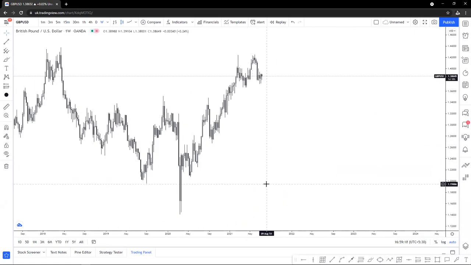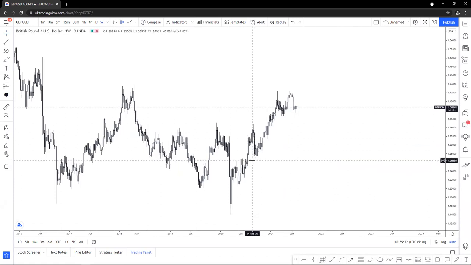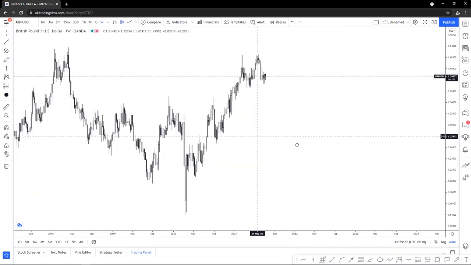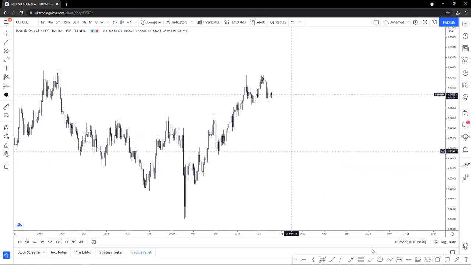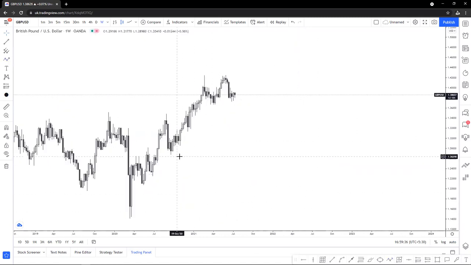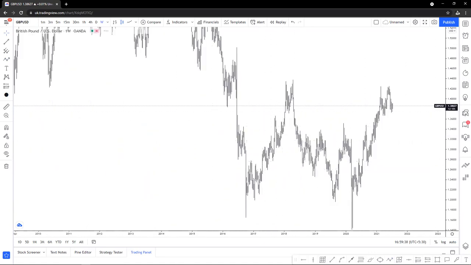What I do first of all is this: most intraday traders think the 1 hour, 4 hour, or the 15 minute is the most important chart for them. That's how intraday traders think. But for me, the most important chart would be the weekly chart. The reason is that I do not care about any of these.